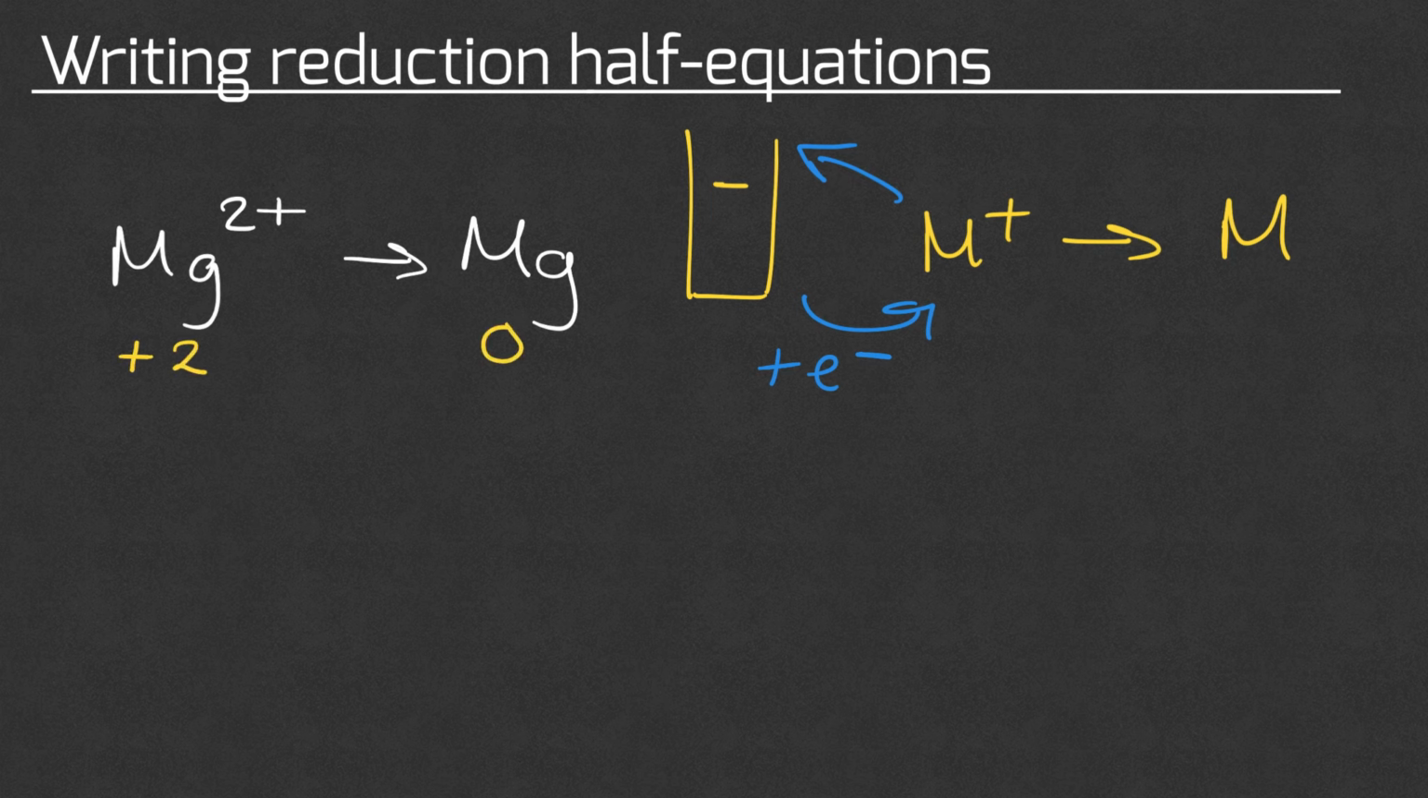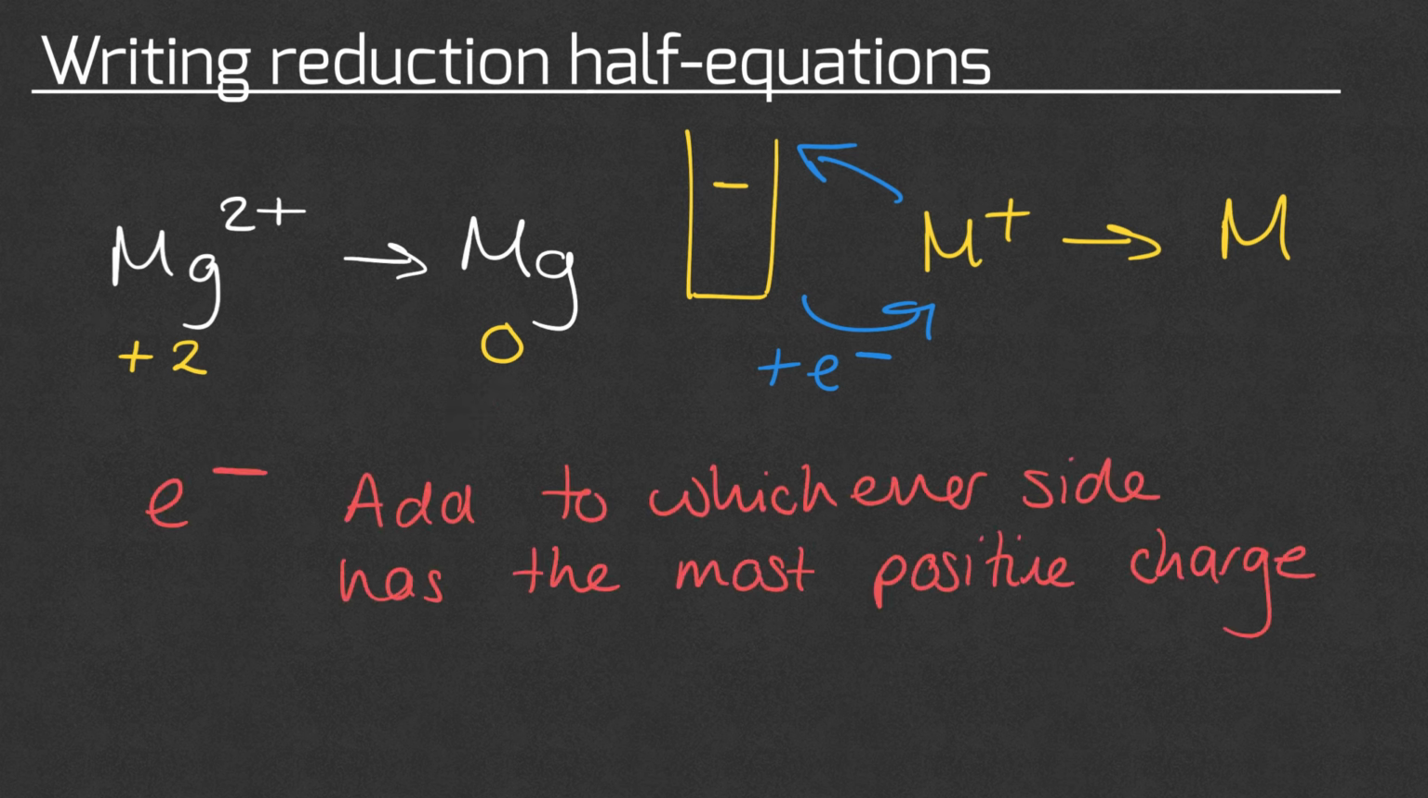The first thing we need to do is work out what the overall charge is on each side of the equation. So on the left hand side, the magnesium is a 2+ charge, so overall there are 2 positives on the left hand side. The magnesium on the right hand side doesn't have a charge, so overall the charge is 0 on the right hand side. Now, to make this into a half equation, we need to add electrons to whichever side has the most positive charge. So we can represent electrons in the equation as this, e-.